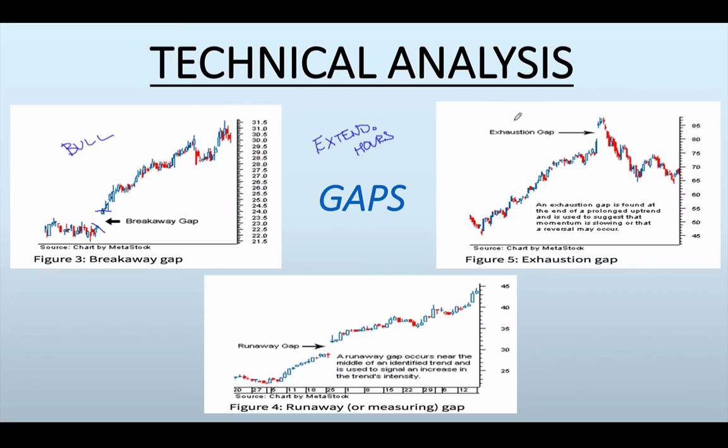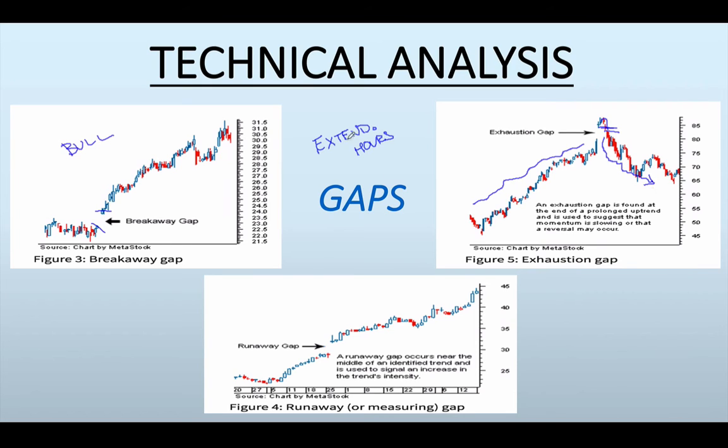This is an exhaustive gap. An exhaustive gap is found at the end of a prolonged uptrend and is used to suggest that the momentum is slowing down or that a reversal may occur. So yeah, it does have that implication of a breakaway gap here, but then it starts to break and it even breaks the open. So once you see a nice prolonged chart like this, because it's never done that in its past history up to this point, it breaks that open mark price set and then just starts to descend from there.